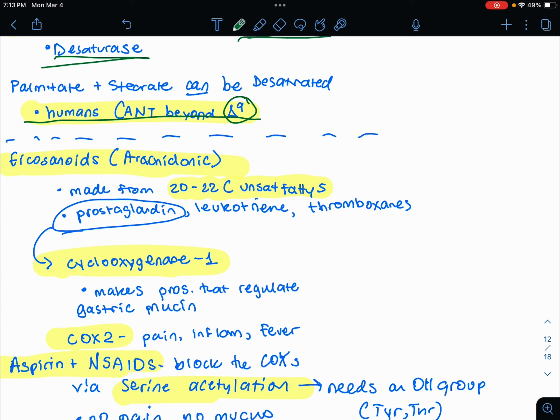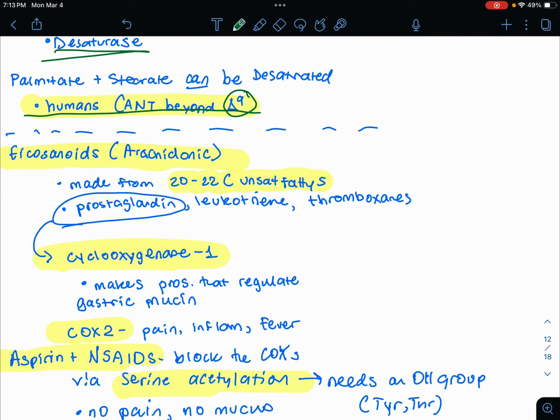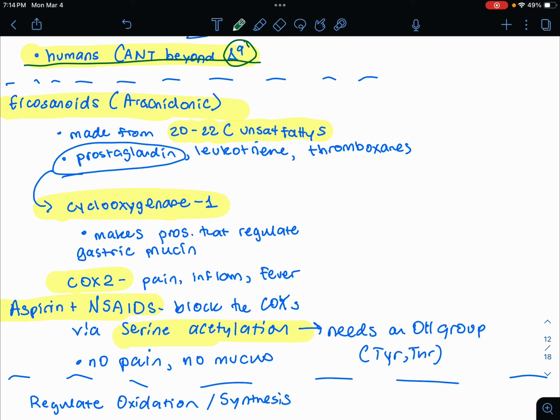Eicosanoids are formed from 20 to 22 carbon polyunsaturated fatty acids. One of these would be arachidonate, or arachidonic acid, and these hormones include prostaglandins, leukotrienes, and thromboxanes. The prostaglandin is actually highlighted, and you have this cyclooxygenase, or COX, and that's going to make the prostaglandins that regulate gastric mucin activity or secretion. So it regulates the mucus, the gastric system, its secretion. The COX2, however, will be dealing with the mediation of pain, inflammation, and fever.